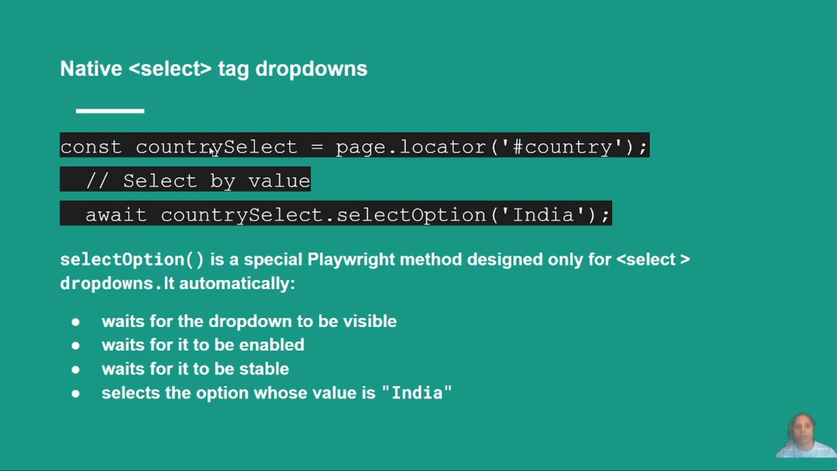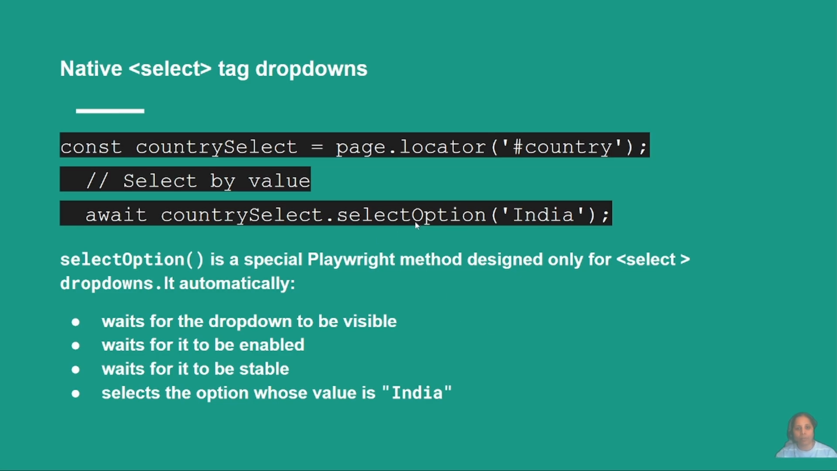In this locator, selectOption is a special Playwright method. This is a special Playwright method designed only for select dropdowns. Only if your locator has the select tag can we use the selectOption method. Otherwise we can't use it. Keep this in mind.